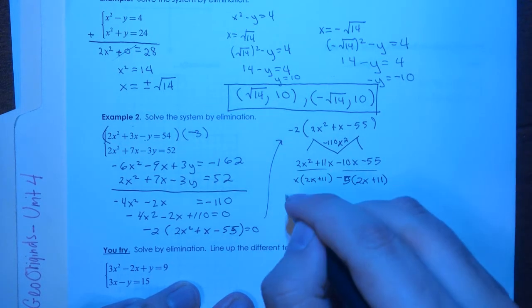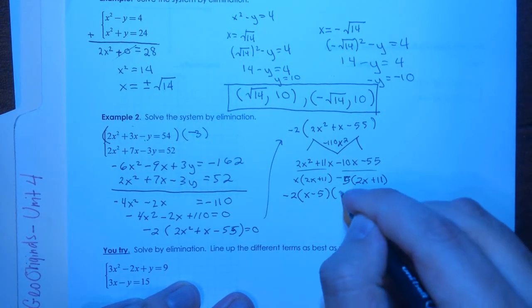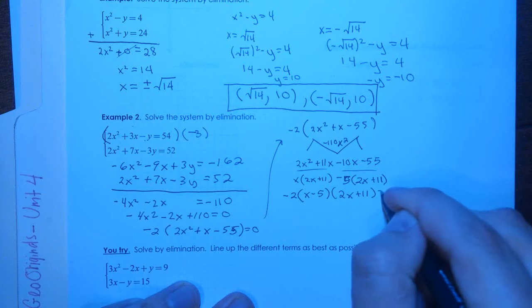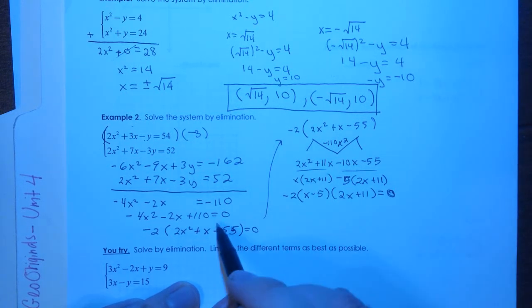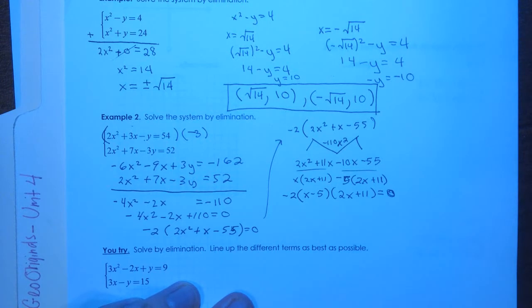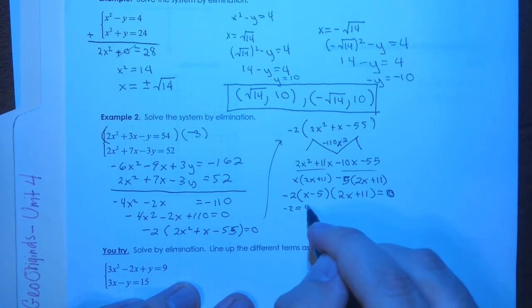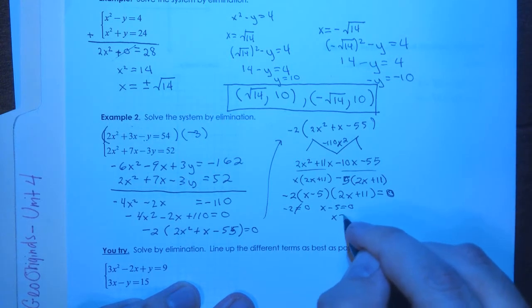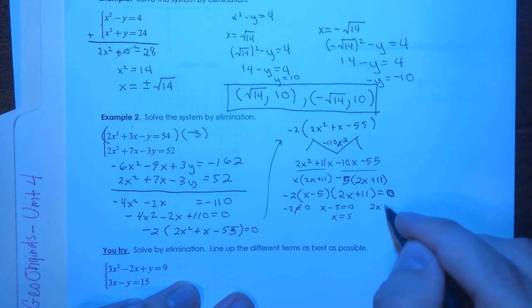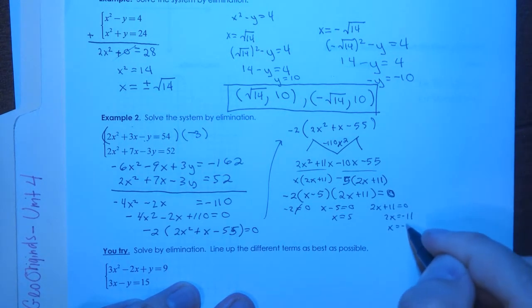So I can see my factors are negative 2, x minus 5, and 2x plus 11. And again, this is all equal to 0. I did my factoring, but I must remember this was an equation that equaled 0. So then you take each of these factors, set them to 0, and solve. Negative 2 equals 0 gives us no solution. X minus 5 equals 0 will give us x equals 5. And 2x plus 11 equals 0 will give me that x is equal to negative 11 halves.